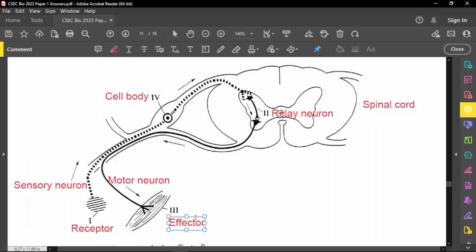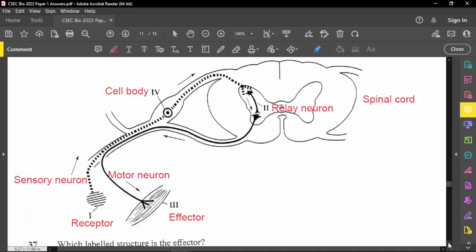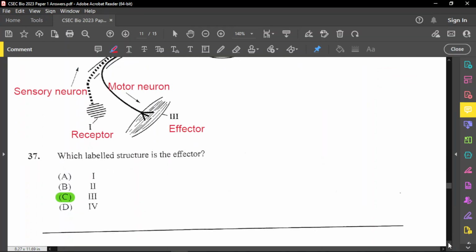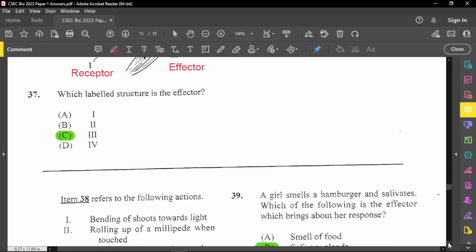And then we have the effector, which is part 3, and effectors are found in the muscles that help to stimulate actions. And so which labeled structure is the effector? Which is option 3, which is option C of this question.